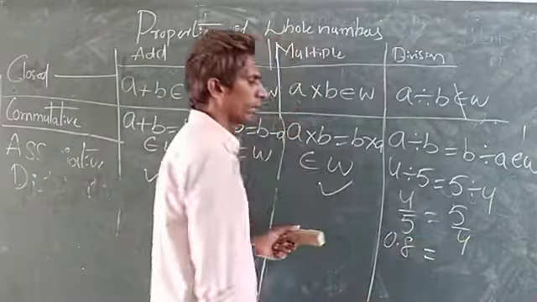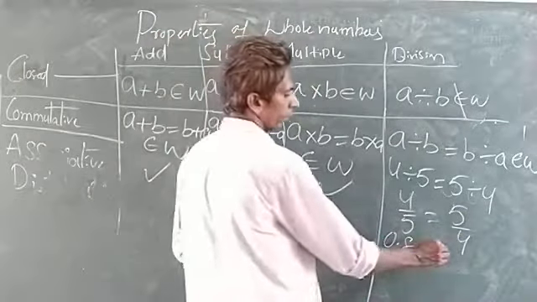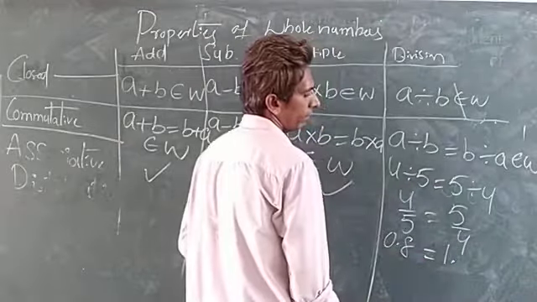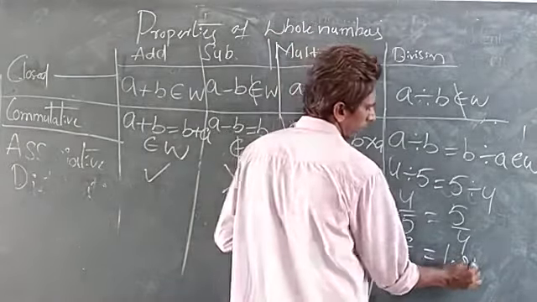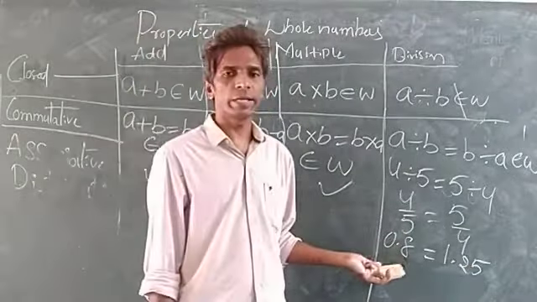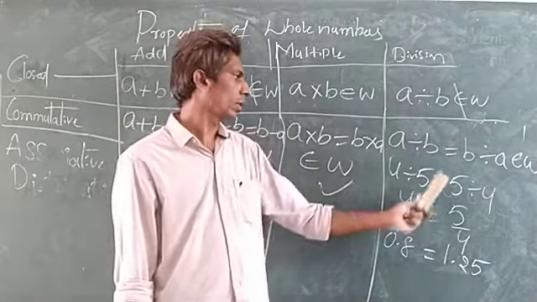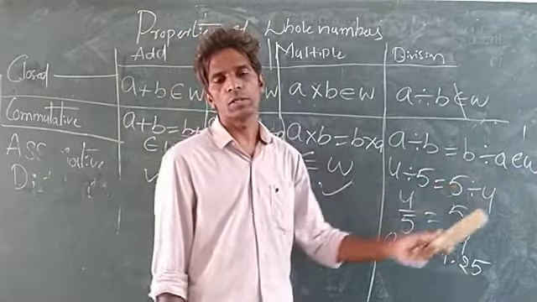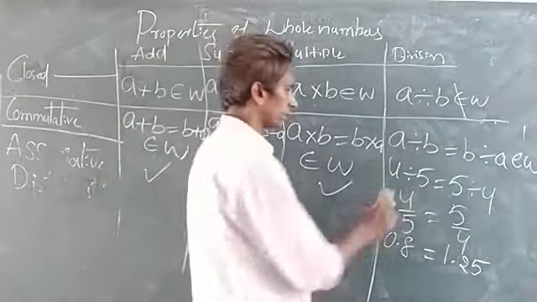Here 5 divided by 4, so it will become 1.25. So here 0.8. These two numbers are decimals, not whole numbers. Okay, not the whole numbers. So that's why this condition does not belong to whole numbers.